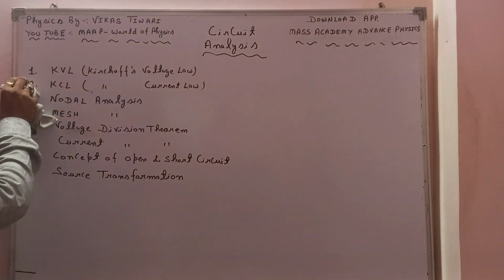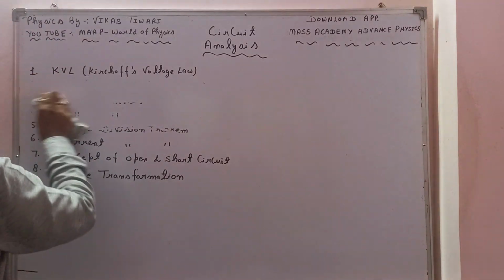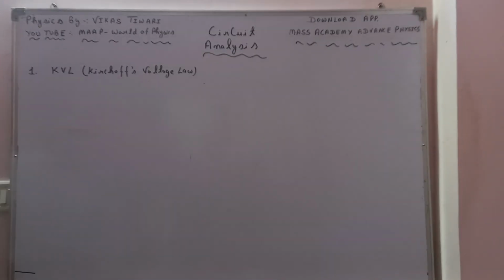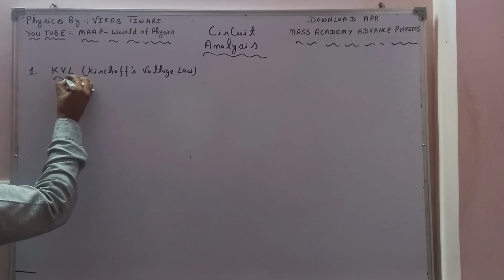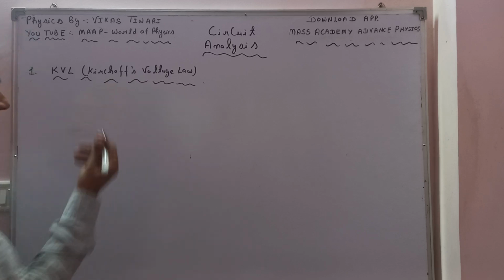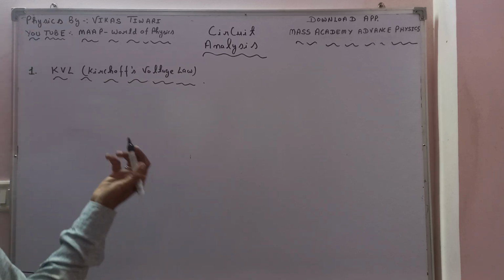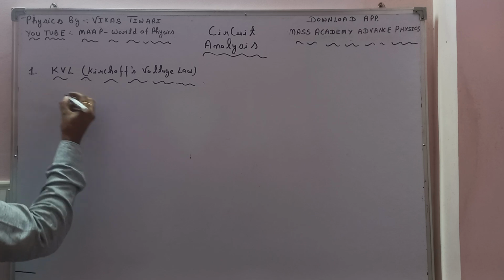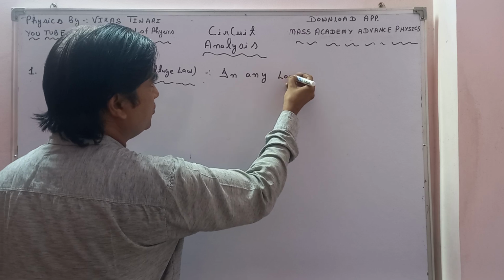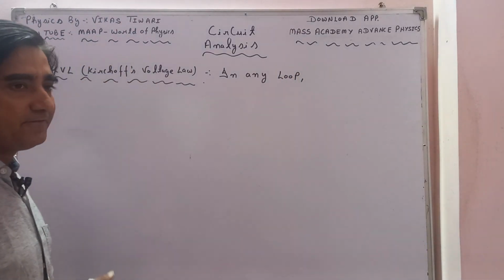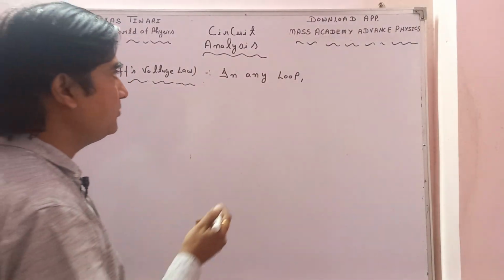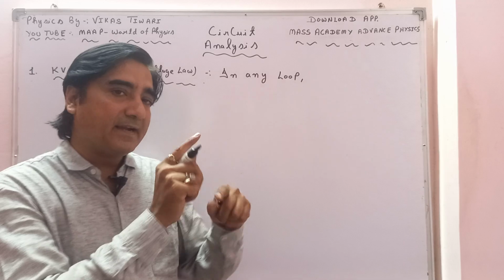First I am going to take the very first thing, that is KVL. What is KVL? As we already know, it is called Kirchhoff's voltage law. First of all, I will give the statement. The statement of KVL is that in any loop... What is a loop? A loop is a closed path, from where we start until we come back to the same point.